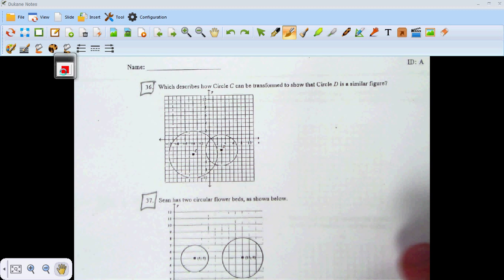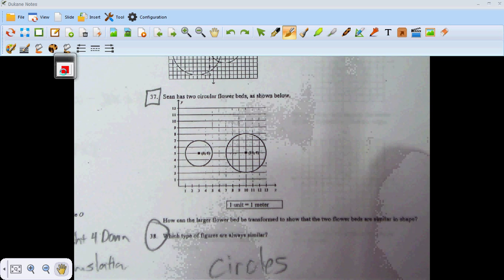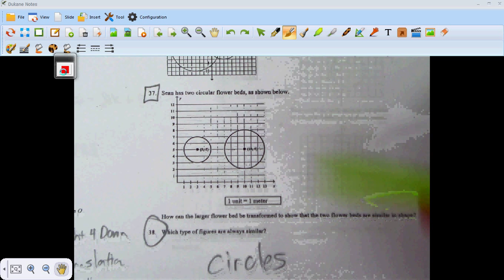Now, 36 and 37 are the same as 35 and 33 and others. So work those out at home. Okay?